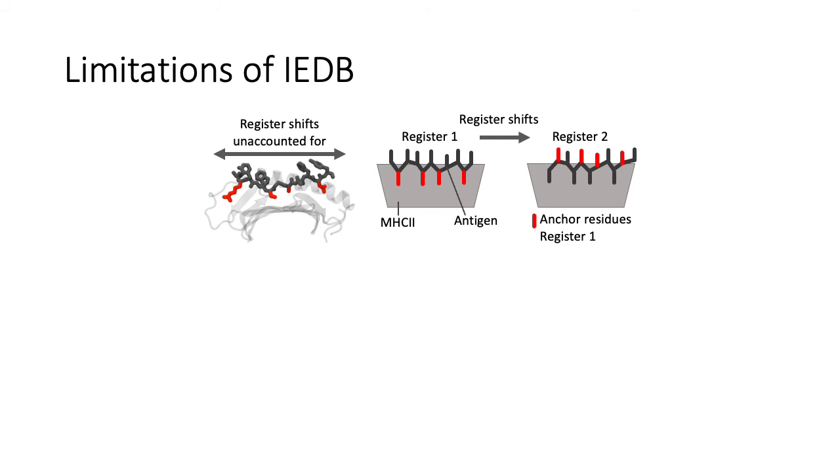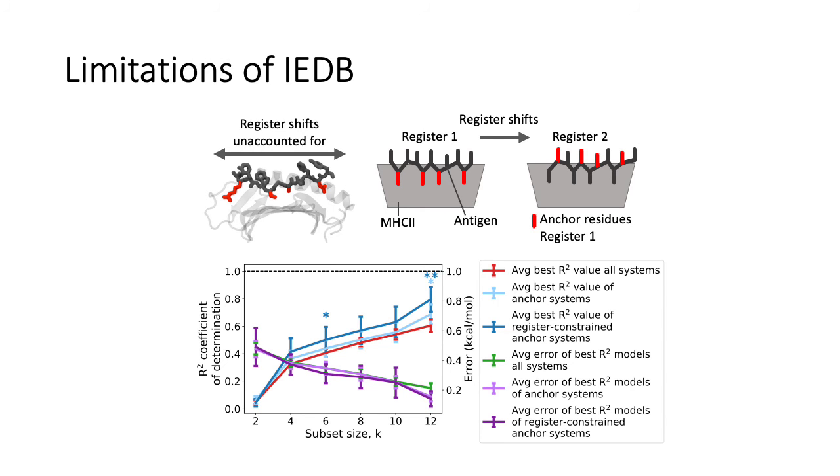What we found is that the IEDB dataset has a peculiarity of the MHC2 antigen system. That peculiarity is register shifts, where the antigen shifts from one register to the second register and introduces a completely different set of binding residues, so a completely different binding configuration. Whenever we accounted for this different binding configuration by manually separating out the residues that shifted registers and those that didn't, we found that the prediction could be statistically improved.